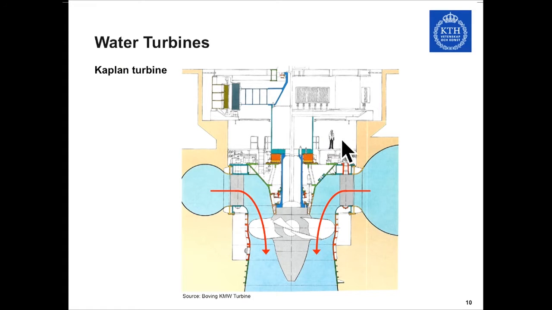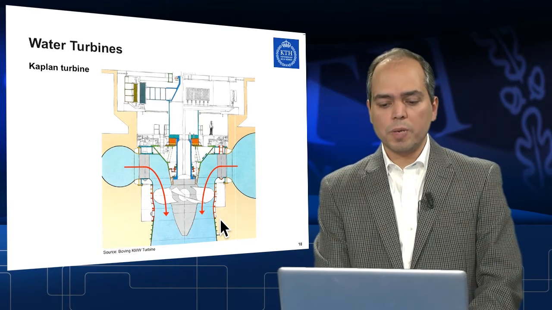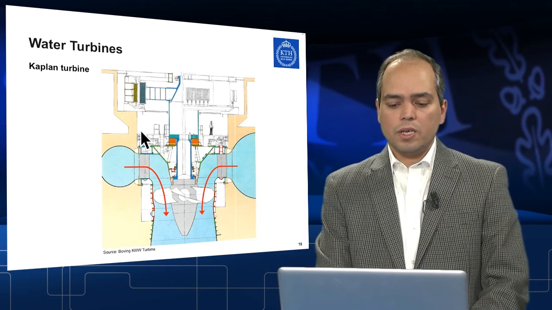This one shows another example here. So you could see water comes in along the guide vanes, and then it goes axially toward the turbine itself. And that's why it is called an axial turbine. And again, it is connected to the generator on the top.